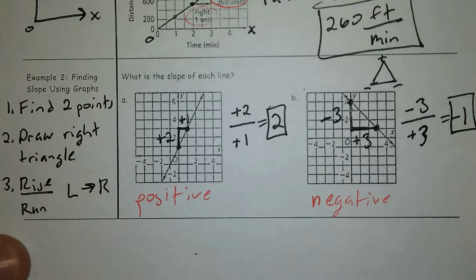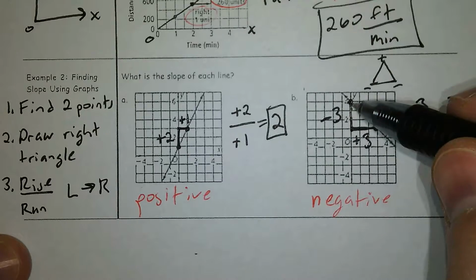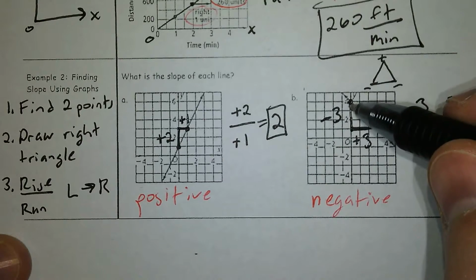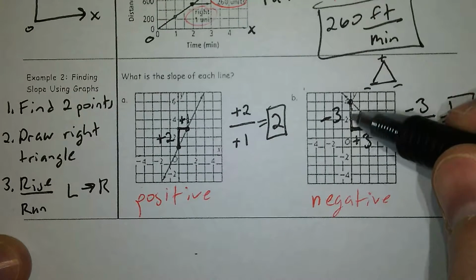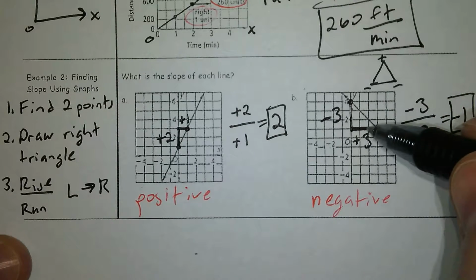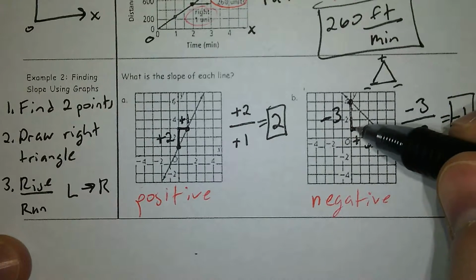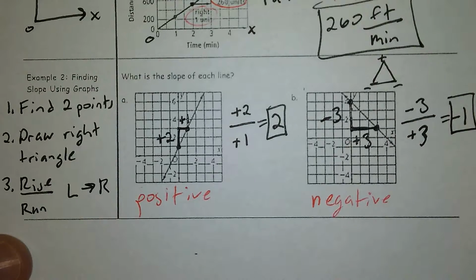And now the reason I'm using negative 3 and positive 3 is because think, I went down. Remember, on a vertical line, if I go down, I'm working in a negative direction. If I go up on a vertical line, I'm working in a positive direction. Horizontally, if I go to the right, I'm working in a positive direction. If I go to the left, I'm working in a negative direction.